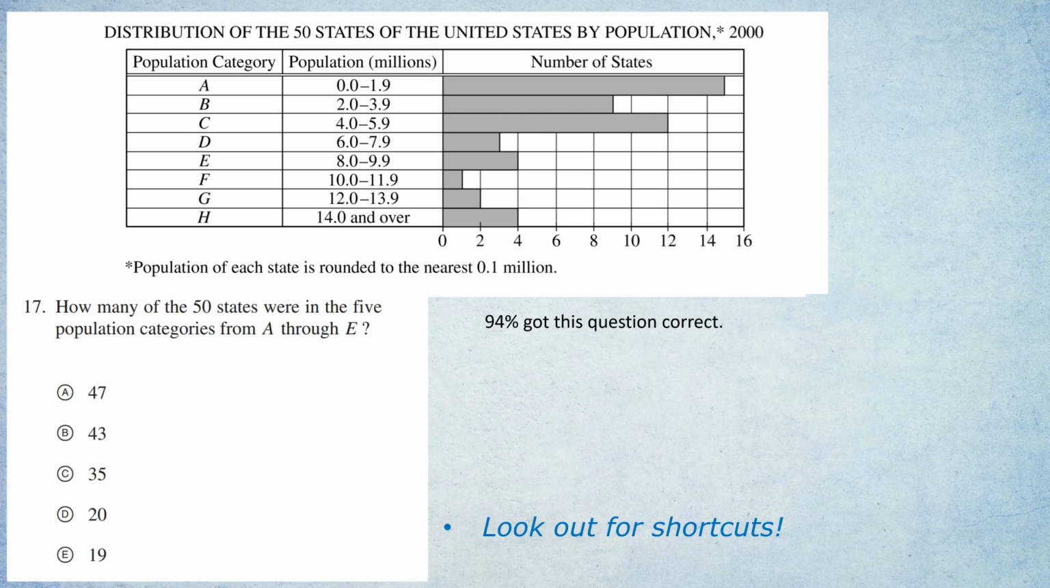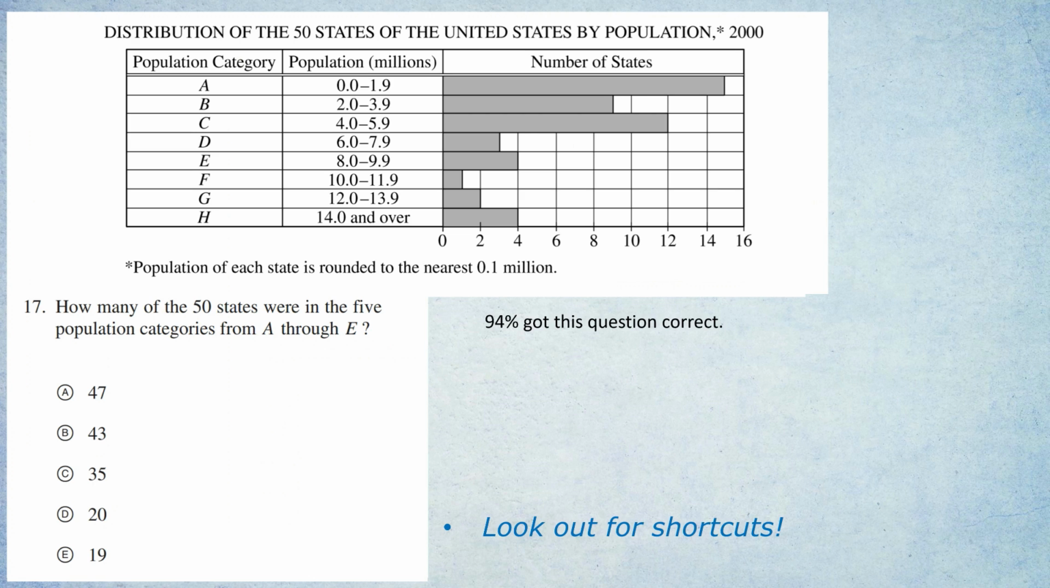Did you count up all the number of states in A, and then plus B, plus C, plus D, plus E? Even worse, did you use a calculator? Because that really takes time to key in the numbers. That would have taken definitely 45 seconds, a minute or so. Or instead, did you notice that they tell you there are 50 states in the United States? You might know that already.